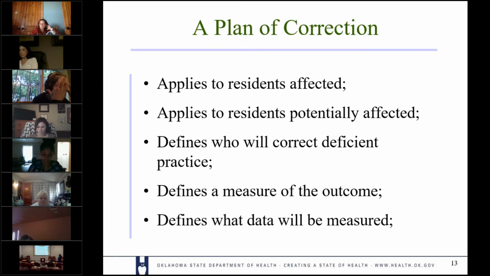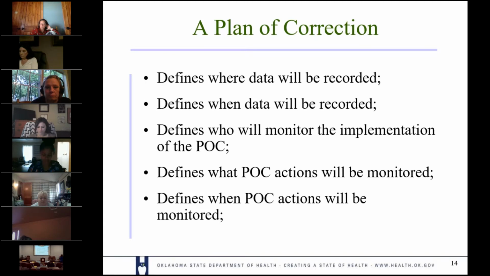How are you going to measure and monitor to make sure it stays corrected? It defines what data is going to be measured. It defines where the data is going to be recorded, when the data is going to be recorded, and who's going to monitor the implementation of the POC. It defines what POC actions are going to be monitored and when.